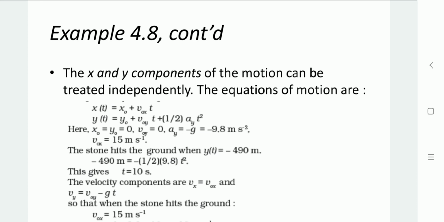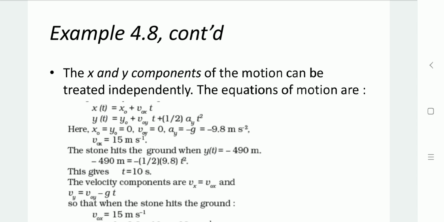The stone hits the ground at the y range. The maximum height is given, y of t equals minus 490 meters. By substituting all the values, y of t, v0y and g, into the equation, we get the time t equals 10 seconds.